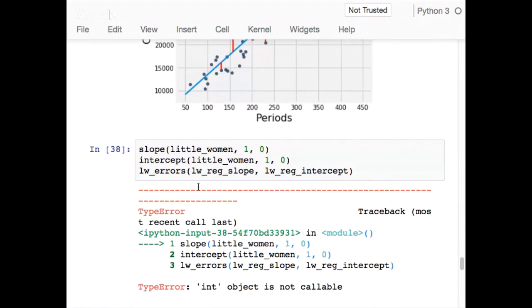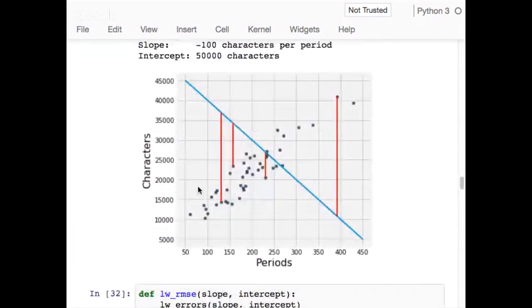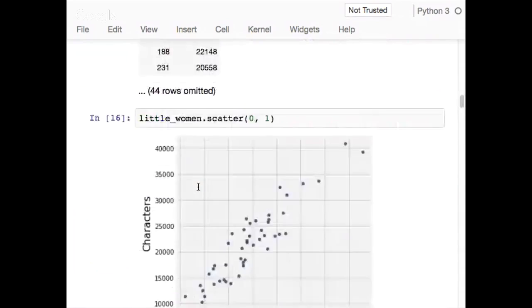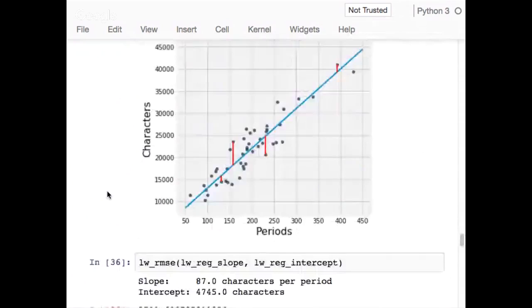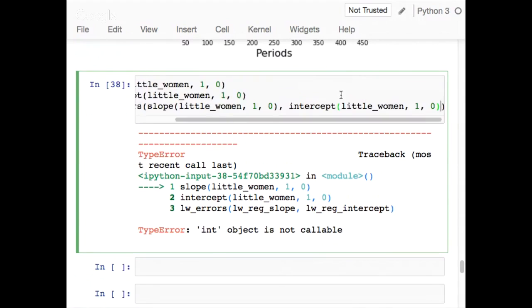Oh no, I have destroyed my function. How did I do that? Okay, scroll up, scroll up, scroll up. Okay, to find that, scroll down, scroll down. Here we go. Let's take that.